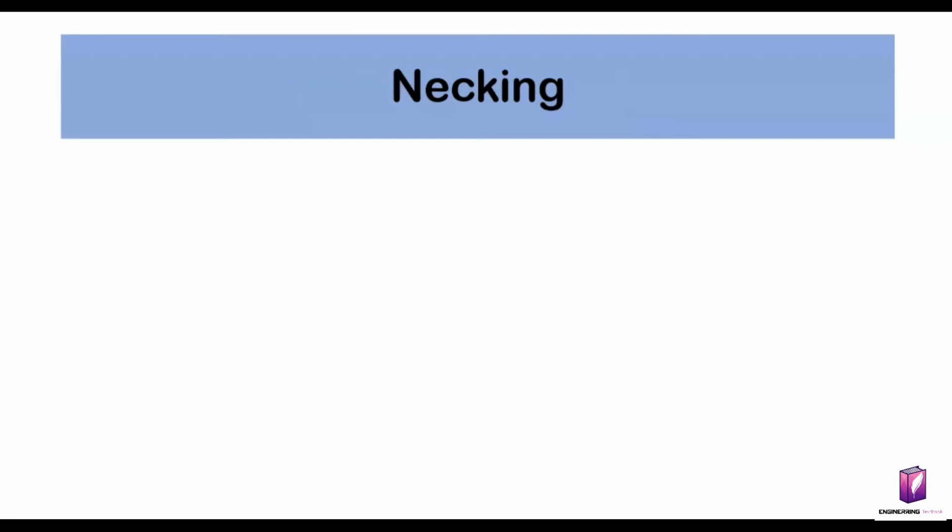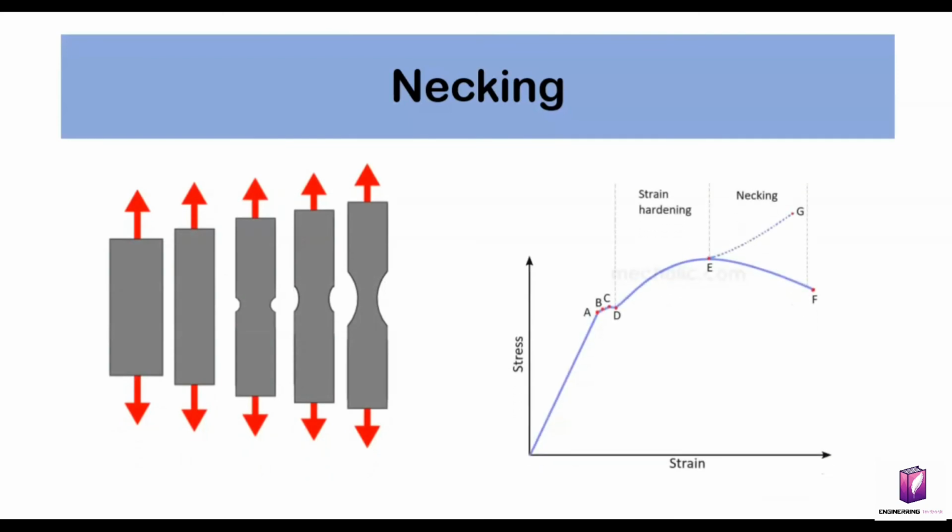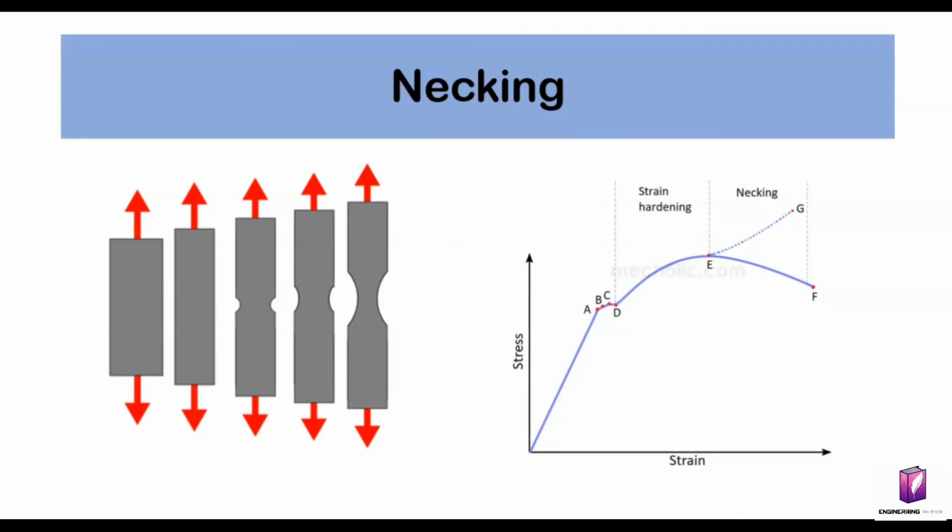Necking. Necking means simply a formation of neck. When plastic deformation continues with increasing tensile stress, material starts to form a neck, that is, narrowing its cross section. This phenomenon is called necking. Neck formation happens at the weakest point of a material. Starting point of necking gives us ultimate tensile strength of a material.